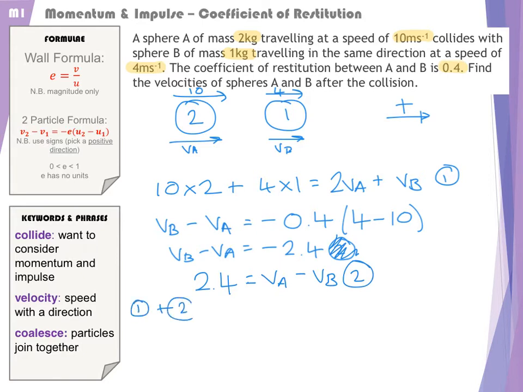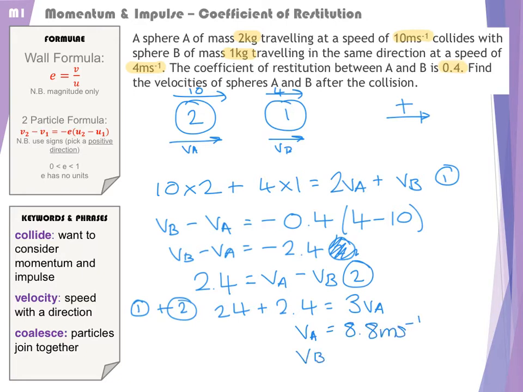So 1 plus 2, that's going to give me, so 10 times 2 is 20, plus 4 times 1, so we've got 24, plus 2.4 on the left, and then 2VA plus VA gives us 3VA, and VB plus minus VB cancels out, so that's going to help. So I'm ready straight away to find VA. 24 plus 2.4, get that and divide it by 3. That gives me 8.8 meters per second.